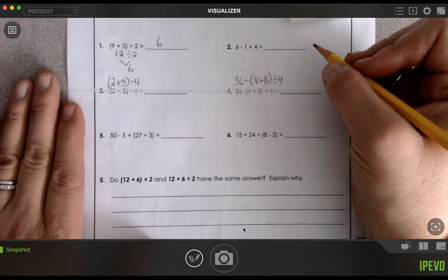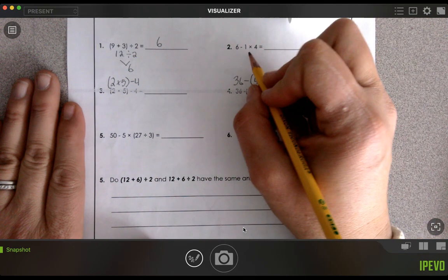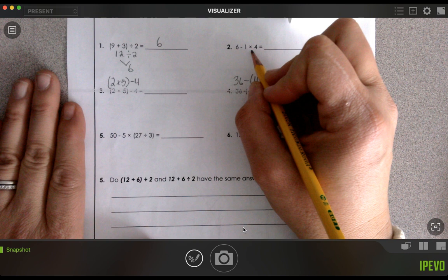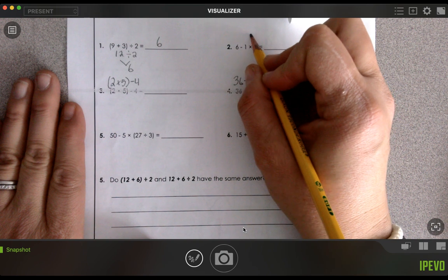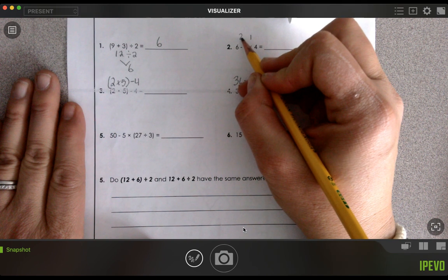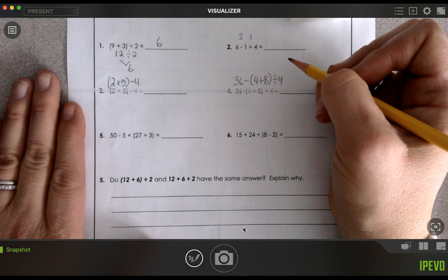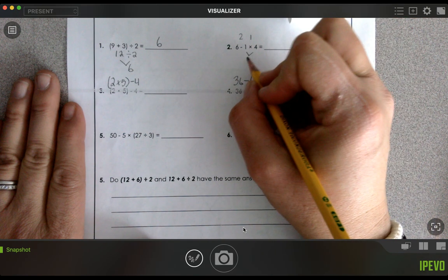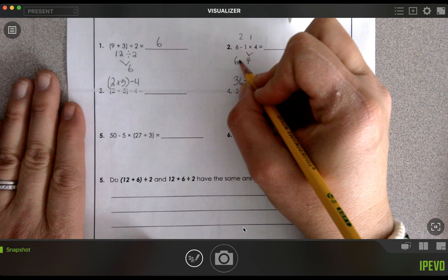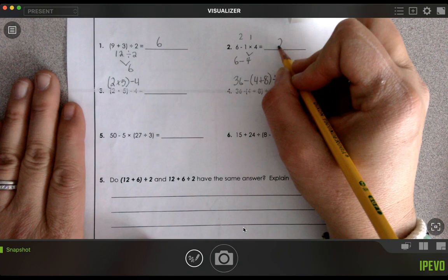If I look at number 2, I see 6 minus 1 times 4. PEMDAS tells us we have to multiply before we subtract. So those are going to be my little notes. I'm going to multiply first and then subtract. 6 minus 4 is 2.